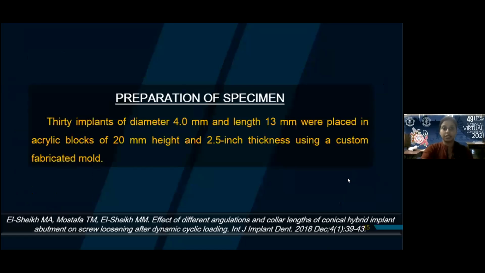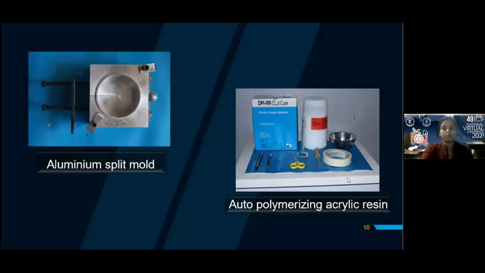Coming to the methodology, 30 implants of 4 mm diameter and 13 mm length were placed in acrylic blocks of 20 mm height and 2.5 inch thickness using a custom fabricated mold. An aluminum split mold of appropriate measurements, that is 20 mm height and 2.5 inch thickness, was custom fabricated, and this could be opened and closed in a horizontal axis. A hinge was attached behind the back of the mold so that it could be divided into 2 equal halves for the easy removal of the acrylic blocks.